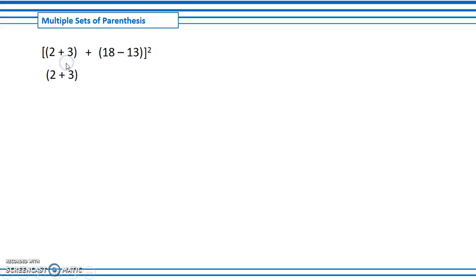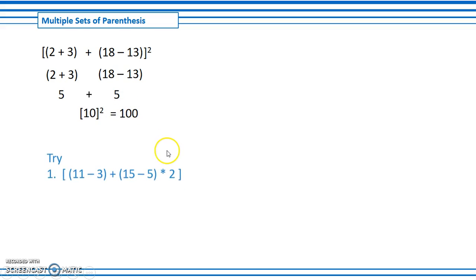So 2 plus 3 is 5, and 18 minus 13 is 5, and then we have 5 plus 5, where we get 10, and now we're to the outside brackets. This is an exponent, and of course after we do parentheses we need to do exponents. So 10 times 10 is 100, and that's our answer. Here's a problem that's similar that has multiple sets of parentheses. Try this and see how you do.